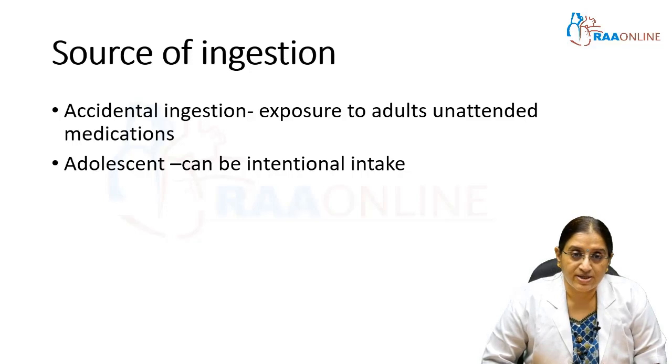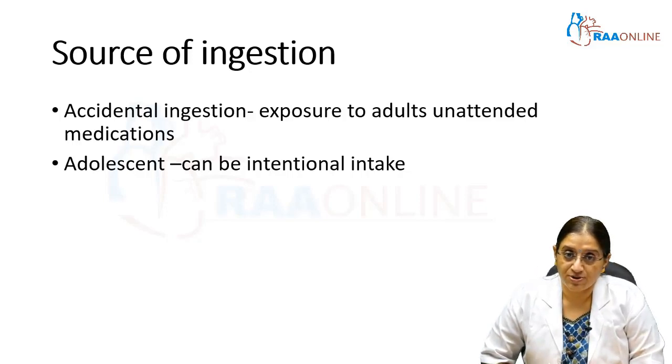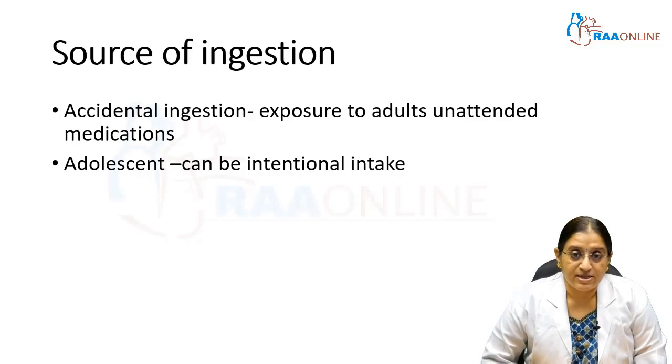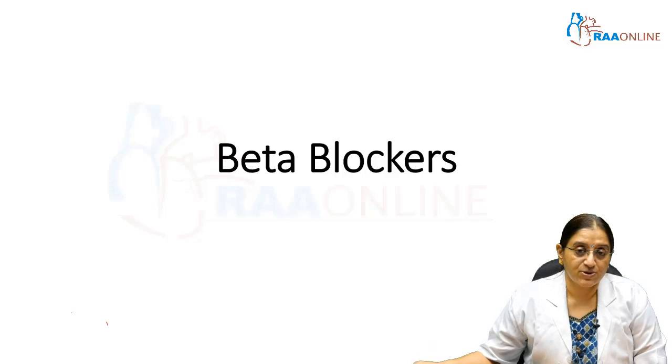First, what is the source of ingestion of these medications? In children, commonly it's accidental ingestion by exposure to adults' unattended medications. Some of these medications can also be used in children for certain issues that they have, and they can accidentally take excess of these medicines because they might be very colorful. In adolescents, it can be because of unintentional intake of the medicine. The first thing we are going to talk about is beta blockers.